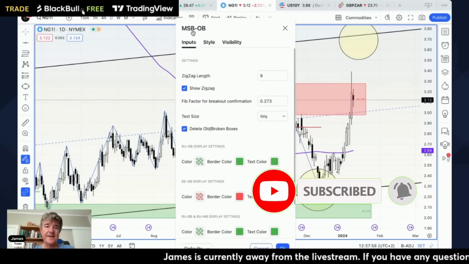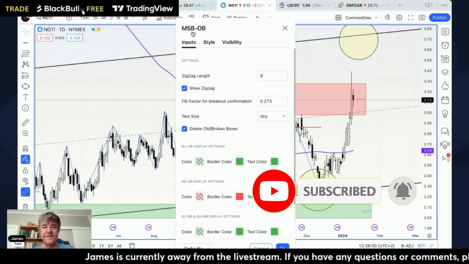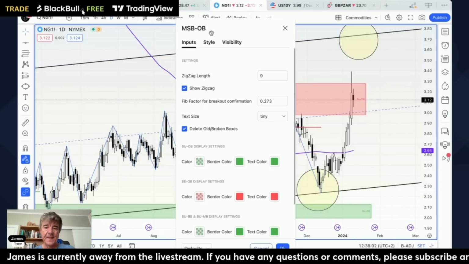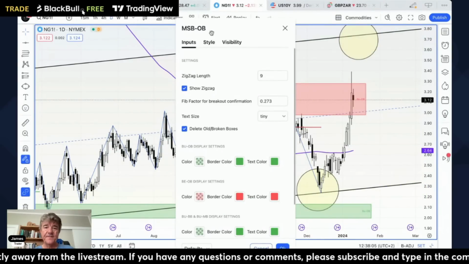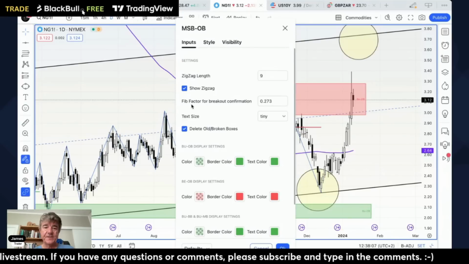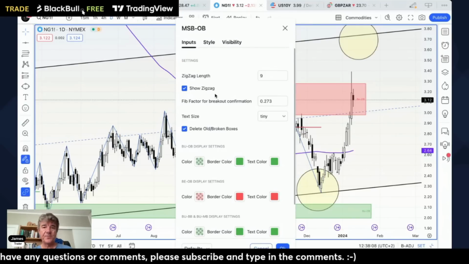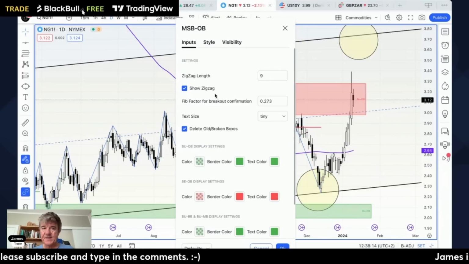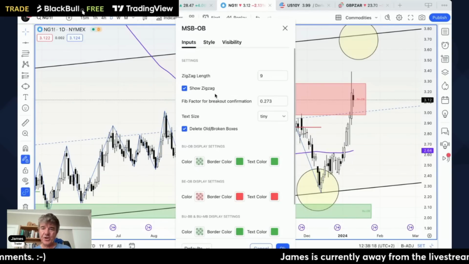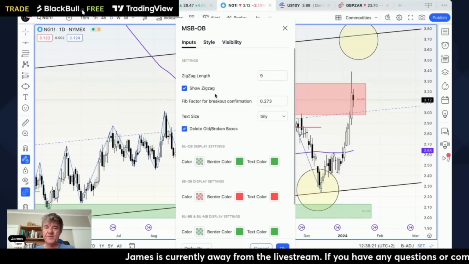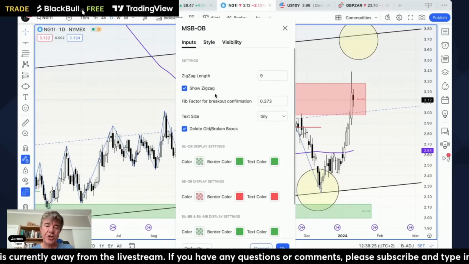It's called the MSB-OB indicator. I'm not sure if you can get this indicator on other charting packages, but it's definitely on TradingView. Basically, it's just drawing zones of support and resistance like you would do yourself, but you don't have to do it. It's automatically updated. And when those levels are violated or respected, it'll show you on the chart.